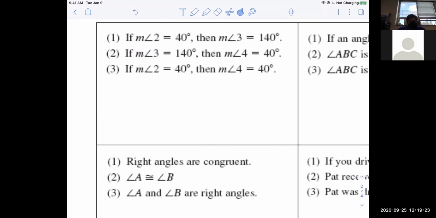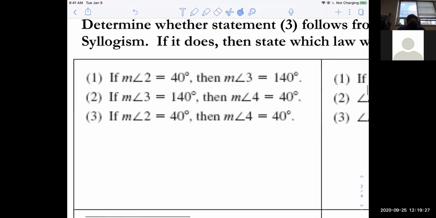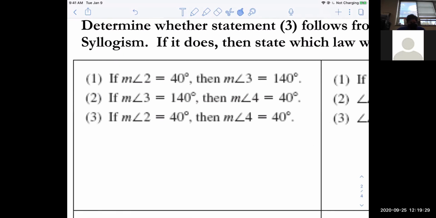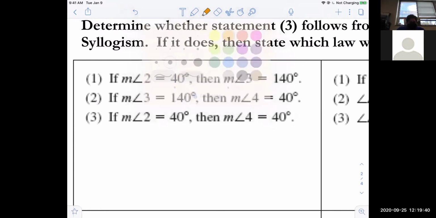Josh? All right, so the first one here says, if the measure of angle 2 is 40 degrees, the measure of angle 3 is 140. And then the second one, if the measure of angle 3 is 140, then the measure of angle 4 is 40 degrees. Can you conclude, so you think of these like step 1, step 2, step 3. Can you conclude that if the measure of angle 2 equals 40, then the measure of angle 4 equals 40? And if so, which law is it? If not, it'll be invalid.